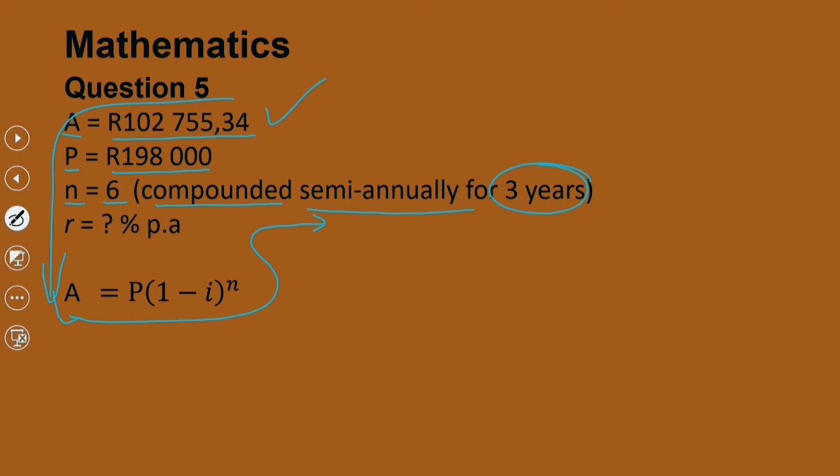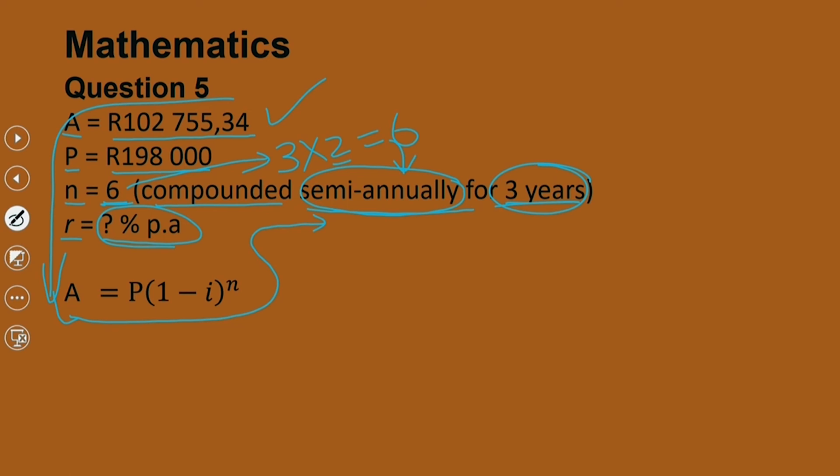Now you would ask me, but where does the 6 come from? Because the question spoke about 3 years. Very important. Every time you work with the number of years using compounding intervals, in this case semi-annually, we take the 3 years and multiply it by 2, because semi-annually means it's compounded twice. So when you multiply by 2, that is why we get 6. And then R, we don't know what R is, percent per annum.